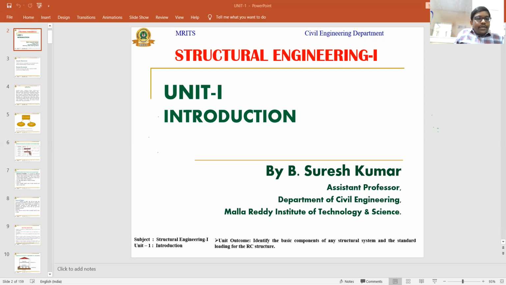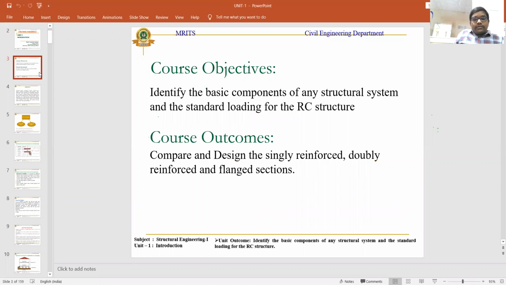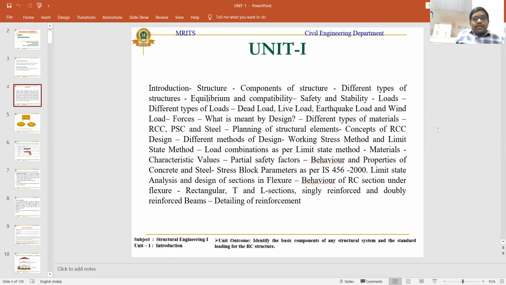Coming to the syllabus: introduction, what are the different components of structures? Here we are going to discuss the different components of structures, namely what is superstructure and what is substructure. What are the different structural elements that come under superstructure, and what are the different structural elements that come under substructure.